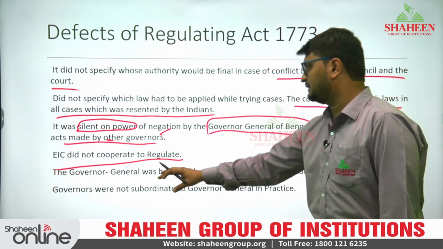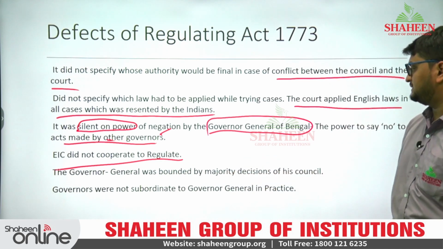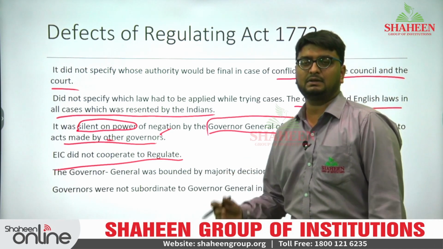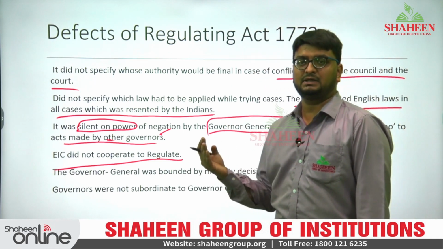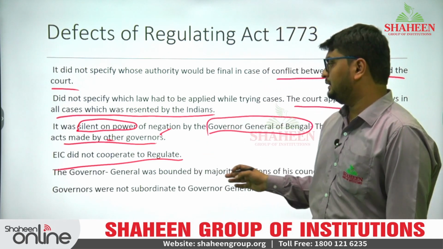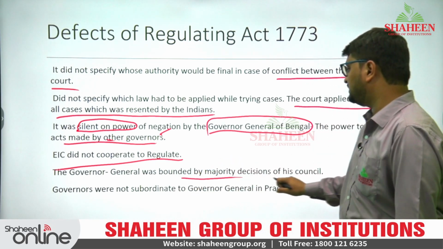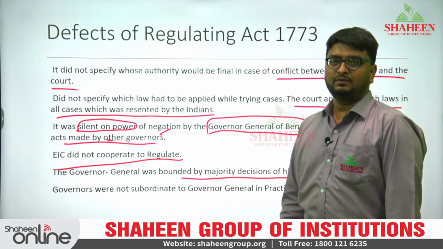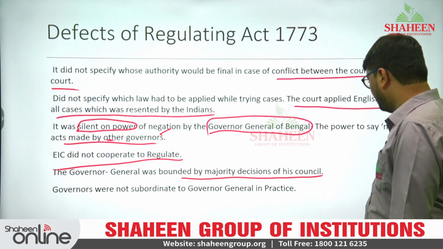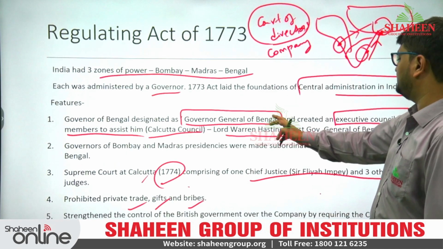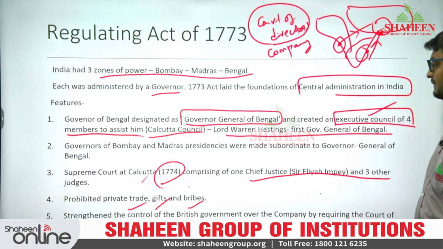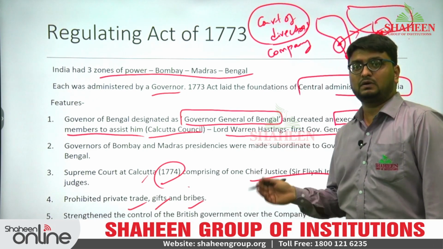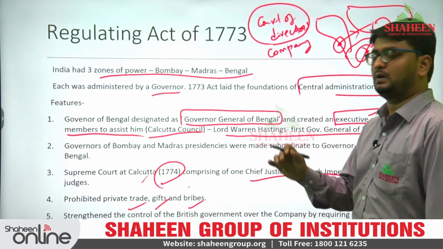Then the Governor General was bound by majority decisions of his council. There was a Governor General's council where four people were there. The Governor General, the chief executive, is bound by the majority decisions of the council. The point to be noted here is that this Governor General's council is not a legislative council but an executive council, an executive council which is doing legislative work also.